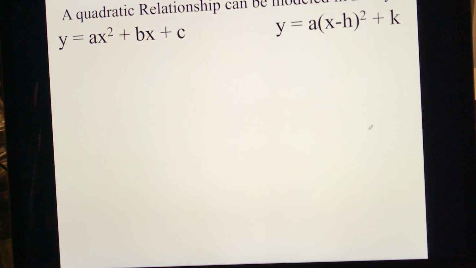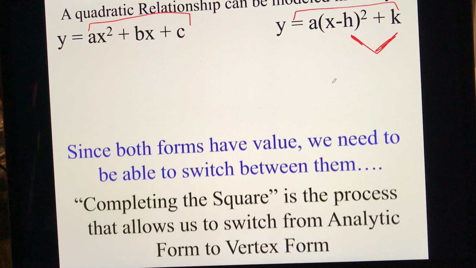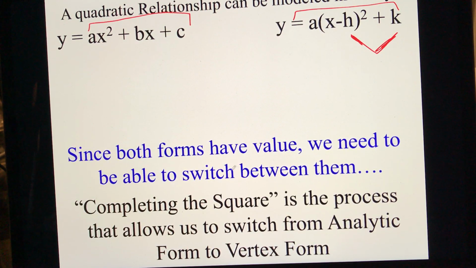Now we've also seen a quadratic relationship can be modeled in two ways. We can see it in this analytic form, and we can see it in what we call vertex form. We kind of like vertex form because we can see the vertex basically sitting right in the equation. Now since both forms have value, we need to be able to switch between them. And this process called completing the square is going to allow us to switch from analytic form over into vertex form.